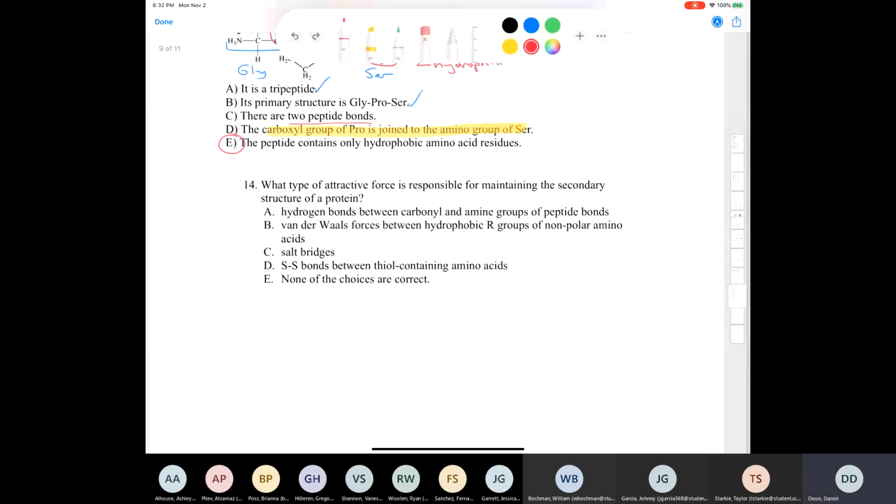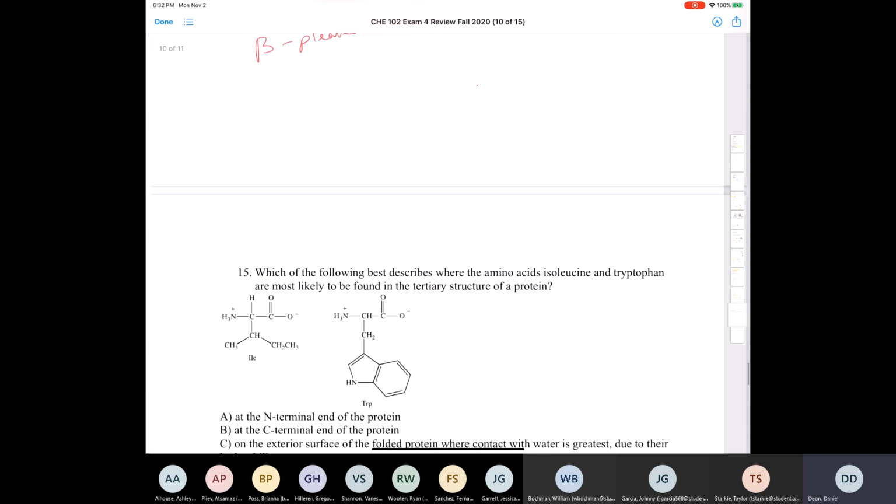Number 14, remember what type of attractive force is responsible for maintaining secondary structure, right? That was the alpha helix and the beta pleated sheet. What holds those together? Yeah, thanks, Brianna. You could just answer that with 2 words, right? Hydrogen bonds between the carbonyls of the amides and the amines, and that's what holds it together. Nothing more than that. Secondary structure.